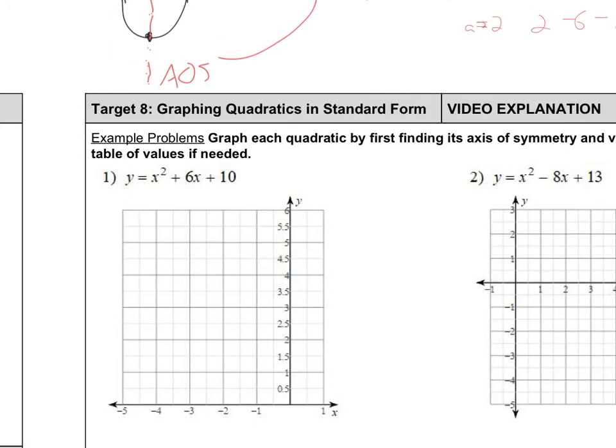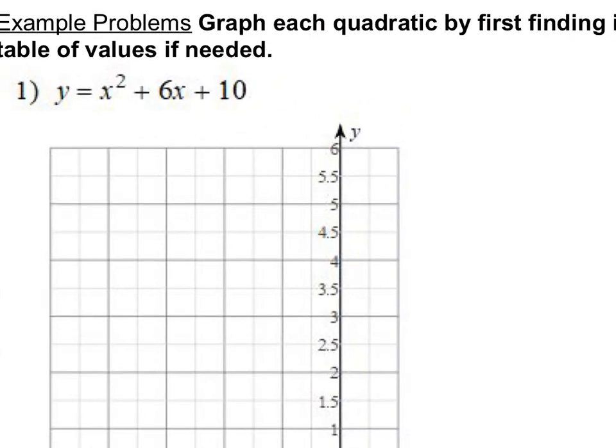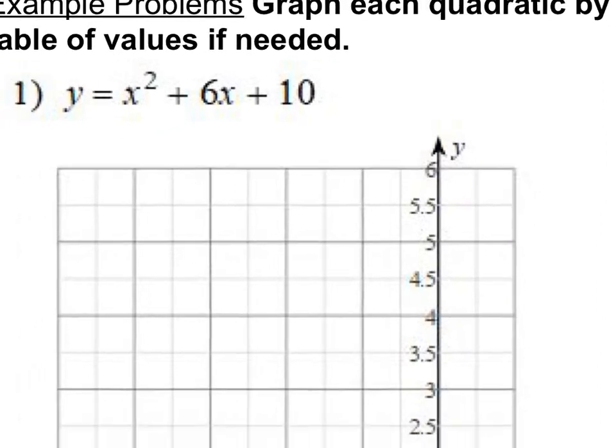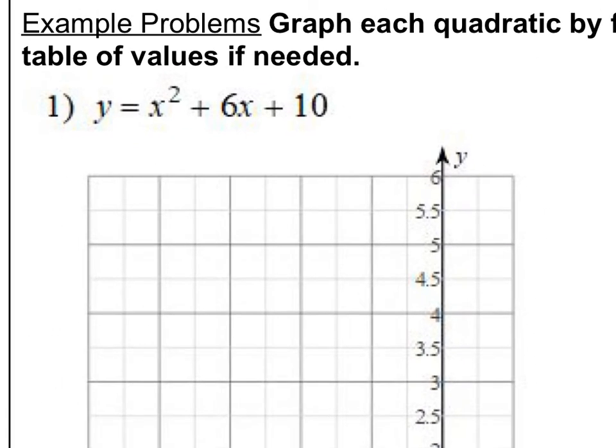All right, first one. x squared plus 6x plus 10. First thing I want to do is get my vertex. In order to get the vertex, I need the axis of symmetry, which is negative b over 2a. For this particular problem, my b value is 6, so negative 6 over 2 times a. My a value was 1. So negative 6 divided by 2 gives me negative 3. So negative 3 is going to be my axis of symmetry.